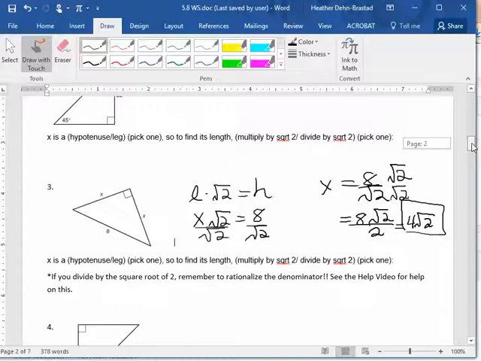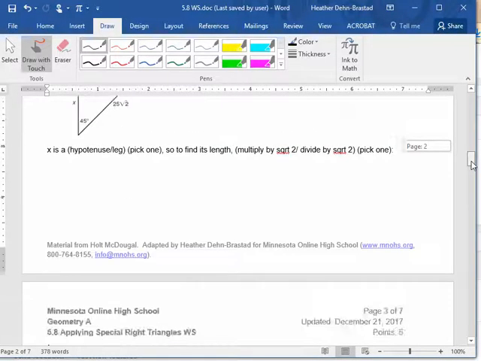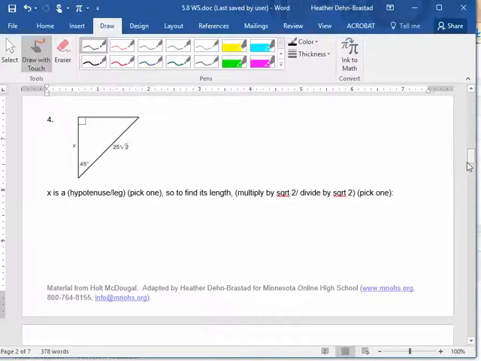So again, when you have the denominator with a radical in it, with the square root in it, you multiply both top and bottom by that square root, and that rationalizes it. That's a form of simplifying roots.